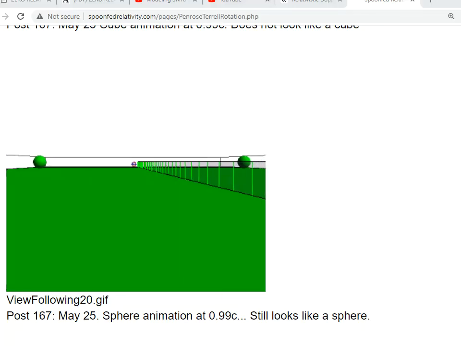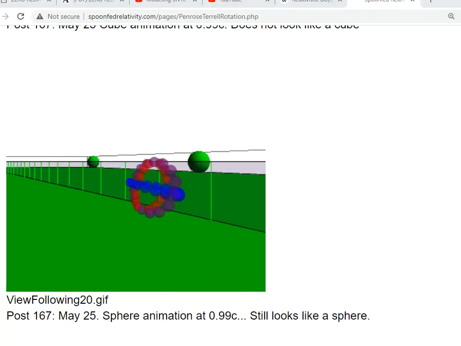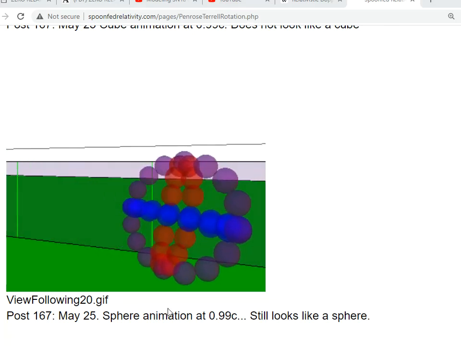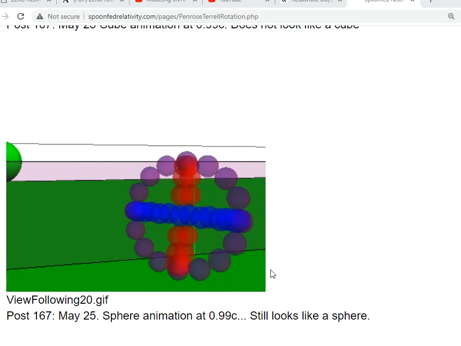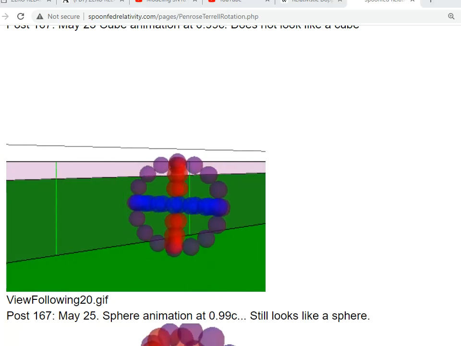I actually think it's kind of terrifying that something that is coming at us at 99% of the speed of light would look like it's going almost 100 times the speed of light. But that's just me.